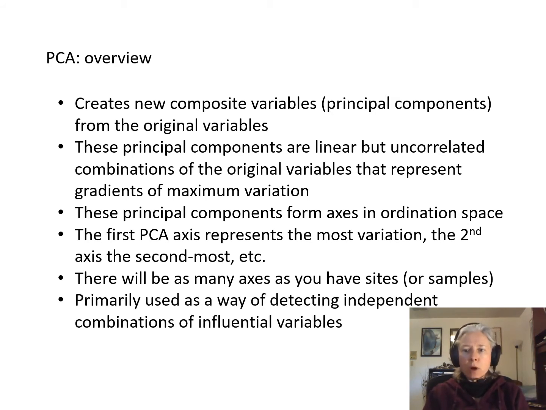This technique is primarily used as a way of detecting independent combinations of influential variables. So suppose you have samples in environmental space or in species space. What PCA does is that it takes your cloud of data points and it rotates it or arranges it in such a way that the maximum variability is visible to you. This identifies your most important gradients. Usually only the first couple of principal components are important. They're the ones that account for most of the variation in your data.